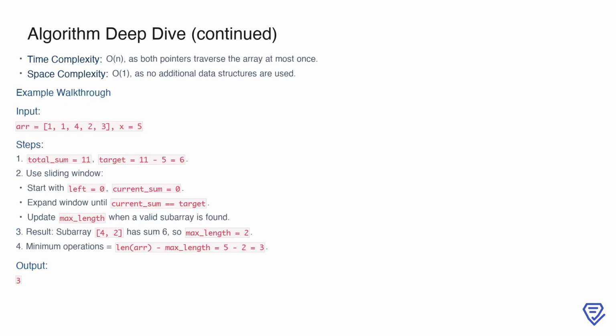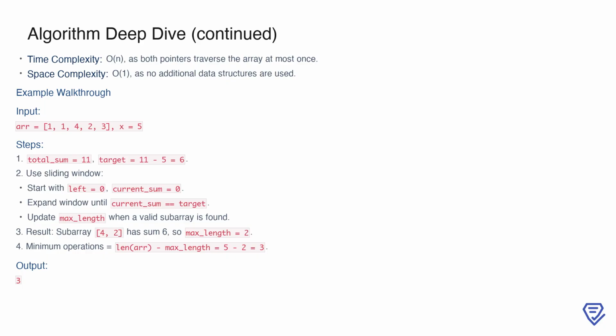The sliding window approach provides a highly efficient solution, with a time complexity of O(n), because both pointers traverse the array at most once. The space complexity is O(1), as no additional data structures are used beyond a few variables.